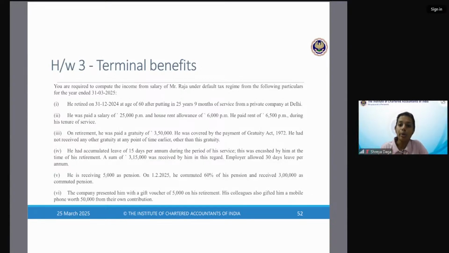Second part, mobile phone. Now you tell me who has given him the mobile phone. This is why I asked you to read the question carefully. Who has given it? Not 50,000, 5,000 is the limit, Divya. Who has given him the mobile phone? Colleagues. The employer has not given.